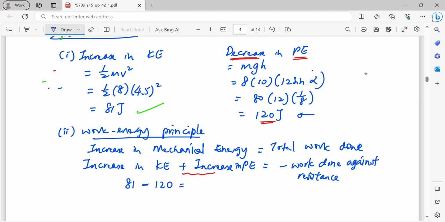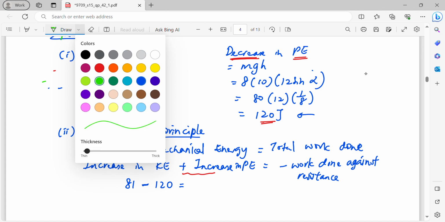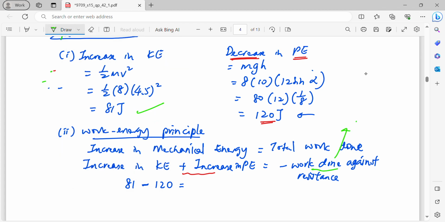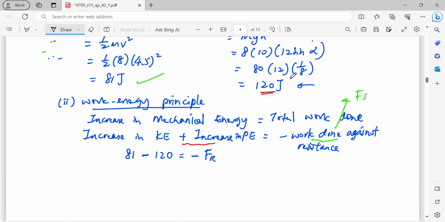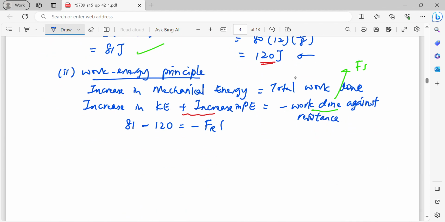Okay, so minus work done. For information, the work done formula is Fs. So now we need to find the resistance force. So I let the F be Fr. Now what is the s? Look at the diagram here. The s is basically the distance traveled. Therefore it is 12. So here I will write times 12.